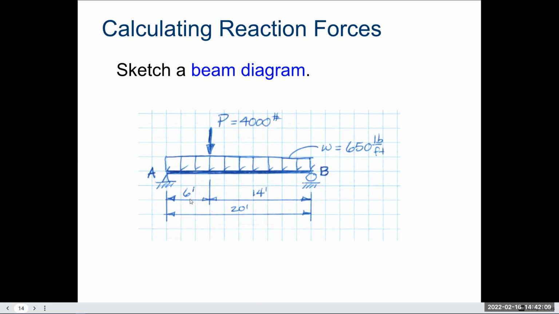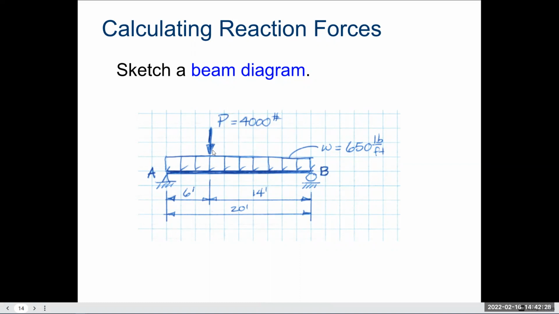So in this case, it's showing that if this force is being applied 6 feet from point A, over here, we see it's 14 feet from the B side. And in total, the total beam is 20 feet long. Okay, the other couple notations here, the P force, this would be a point load.